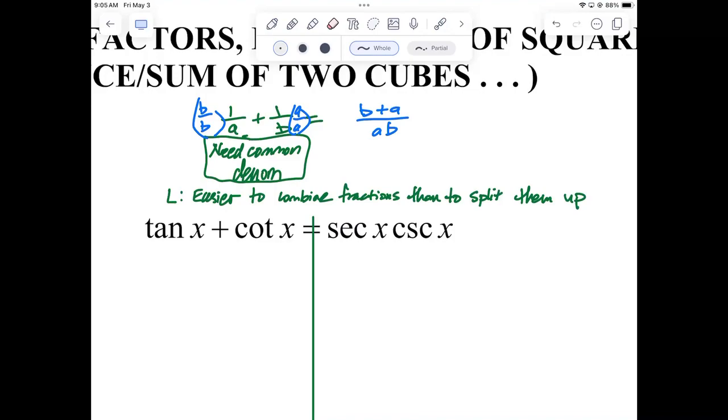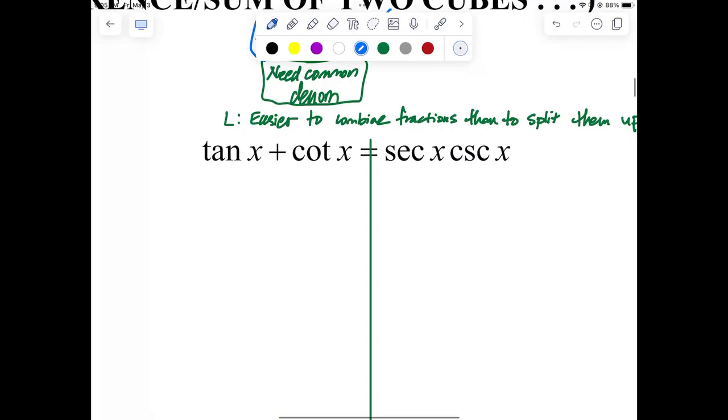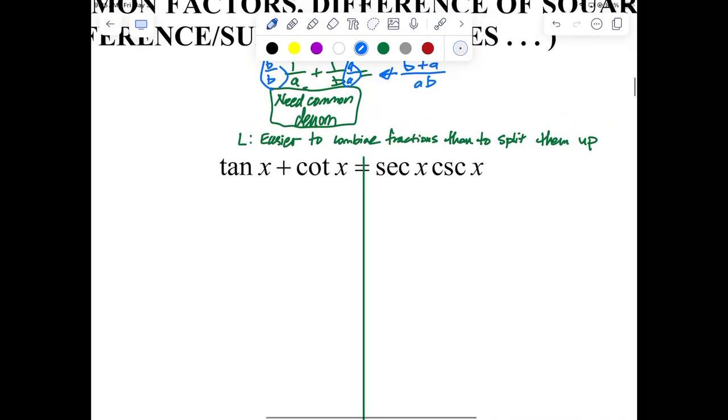I've always been. So anyway, you get b plus a over ab. It's really hard to go this way. It's really hard to split it up and go that way. That's hard, but it's easy to go from left to right. So that's why we start on the left. That's another little bit of wisdom here: start on the side that has more terms.